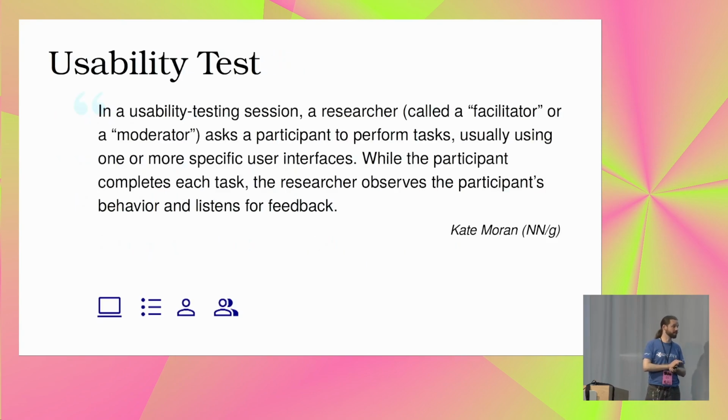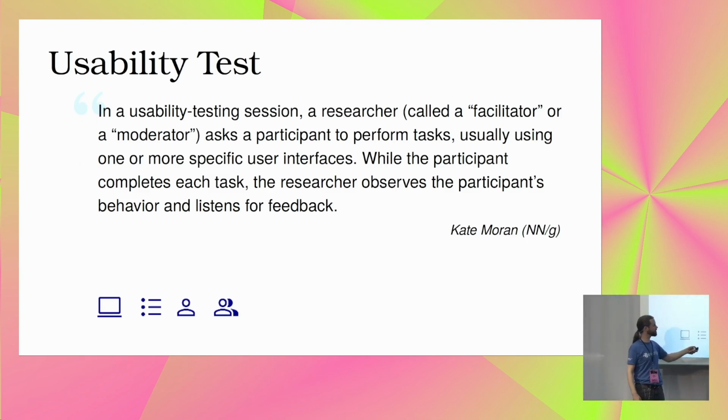So, a usability test, how does this work? Again, also needs the norm group, as I was on their webpage. I just copied a paragraph from them as well there. In a usability test, they say in a usability testing session, a researcher, called facilitator or moderator, asks participants to perform activities or tasks, usually using one or more specific user interfaces of your software. And while the participant completes each task, the researcher observes the participants, and there could be also other observers doing that, and observes the behavior and listens to feedback. That's basically how to do it.